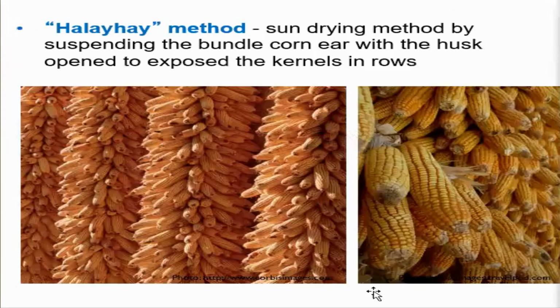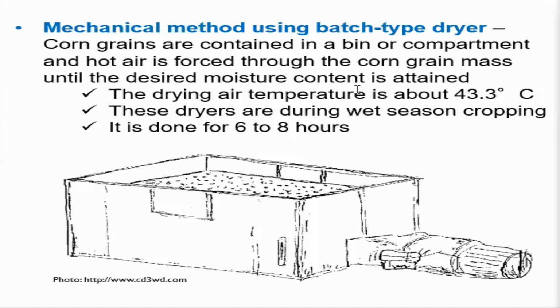That is the new one. Corn grain is contained in the bin in a compartment and hot air is forced through the corn grain mass until the desired moisture content is attained. The drying air temperature is about 43 degrees centigrade. These dryers are used during the wet season or cropping, and it's done for 6 hours. But we have a new one. Sorry for not updating the new dryer.